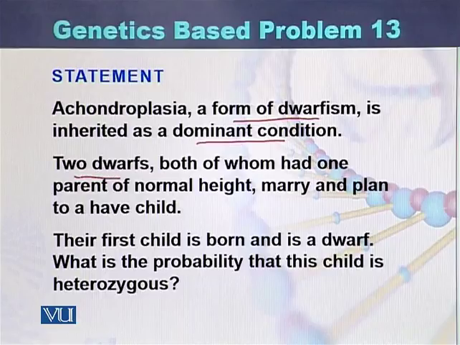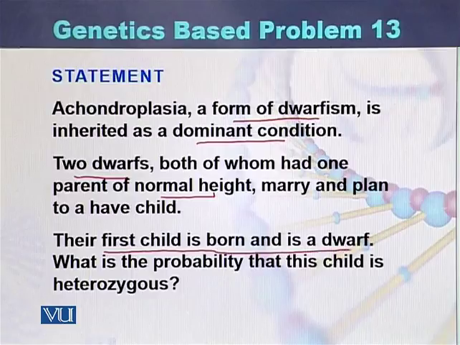Two dwarf individuals, where one of the parents of each has normal height, want to marry each other. They marry and plan to have a child. Their first child is born and is dwarf. So the statement is that the first child was born to a couple who were both dwarf. What would be the probability that this child is heterozygous?